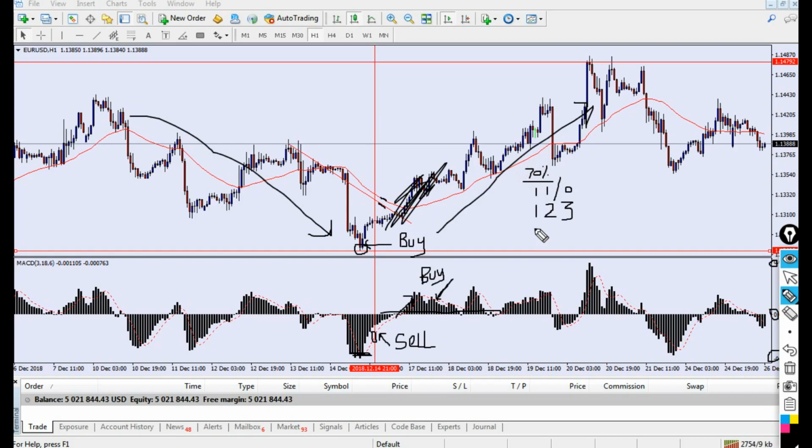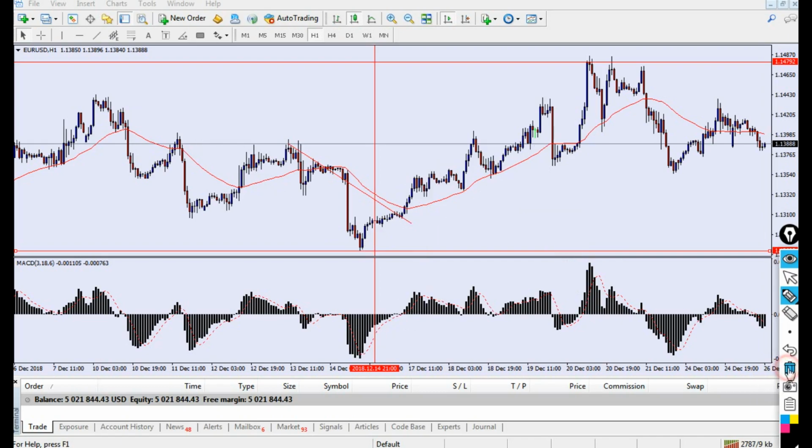But if these three things are on the mark of the confirmation, that will become 100%. So now you got my point, what I am saying. Okay, let me take another part.